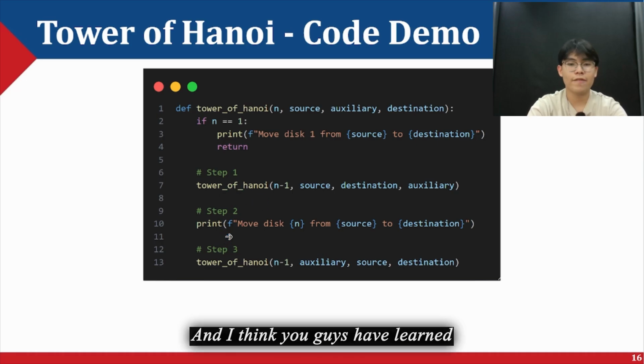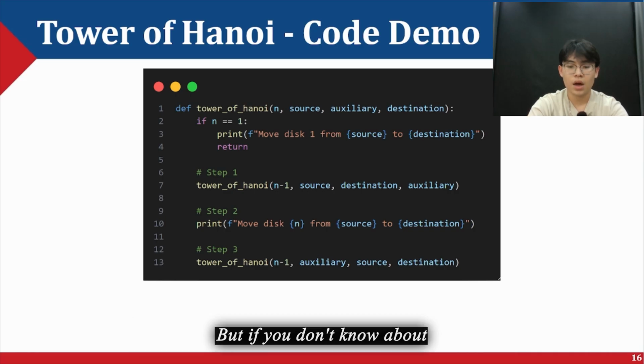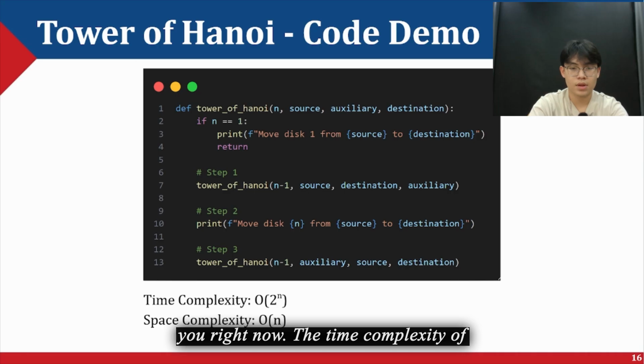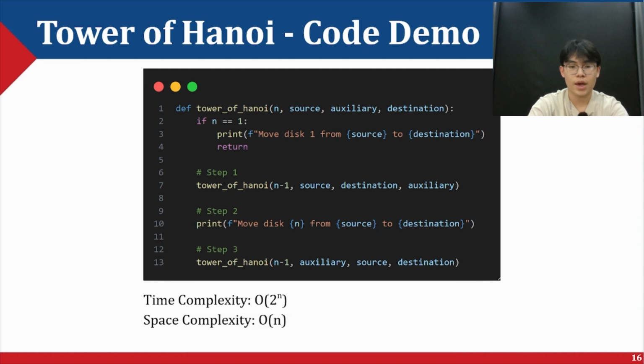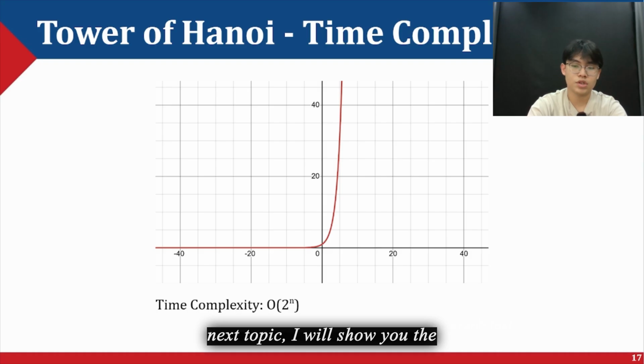And I think you guys have learned about time complexity and space complexity. But if you don't know what the time complexity and the space complexity of the Tower of Hanoi are, I'll show you right now. The time complexity of the Tower of Hanoi is O(2^n), and the space complexity is O(n). And before we move on to the next topic, I will show you the time complexity figure.